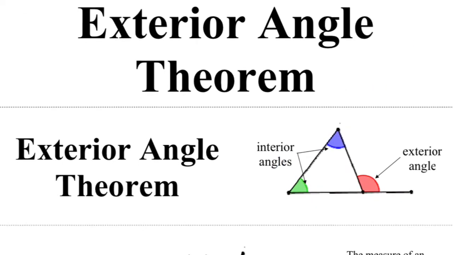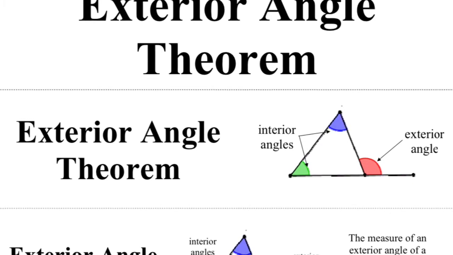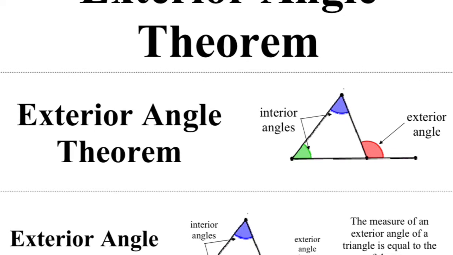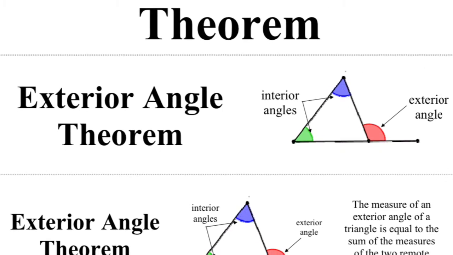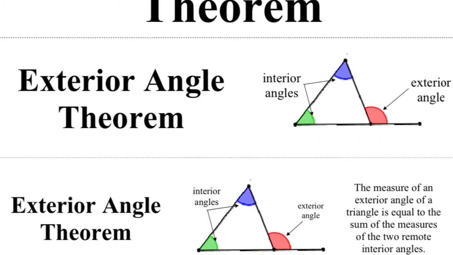The exterior angle theorem states that an exterior angle, seen here in pink, is the same as the two remote interior angles, seen here in blue and green, added up. So you would say blue plus green equals pink.